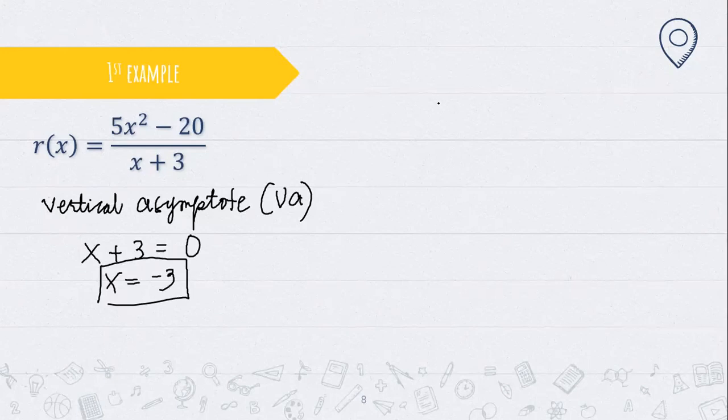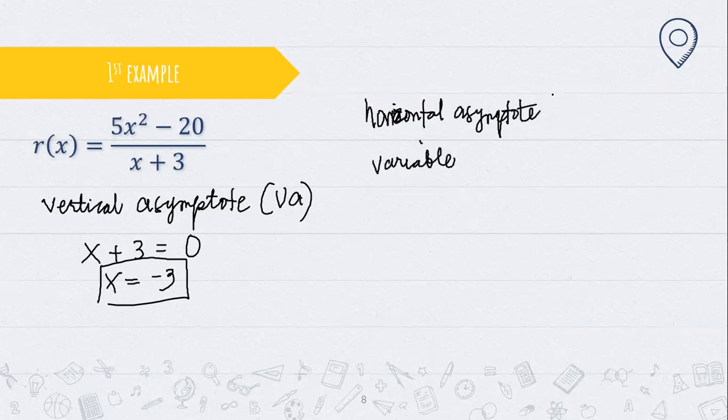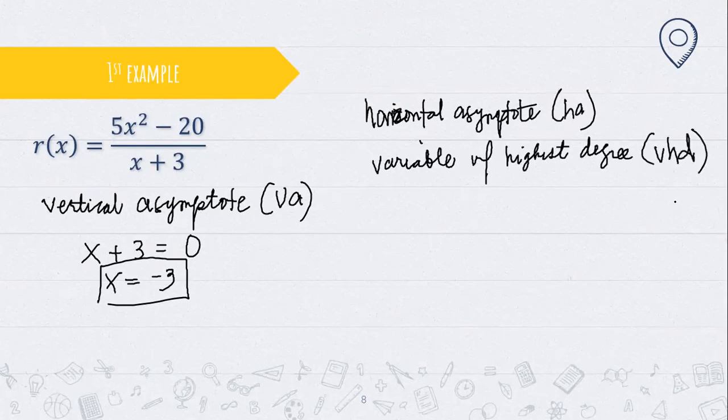Okay. Next tayo. Horizontal asymptote. Okay, paano kunin si horizontal asymptote? First class, kunin niyo muna yung variable. By the way, this is HA. Variable with the highest degree. Or yung tinatawag namin na tamaran sulat na VHD. Variable with the highest degree.